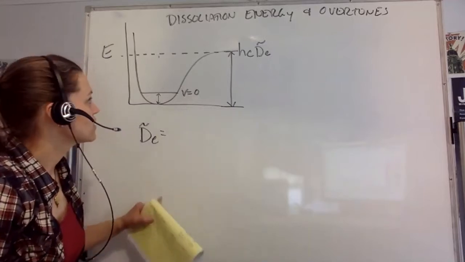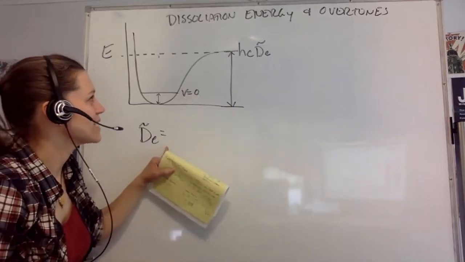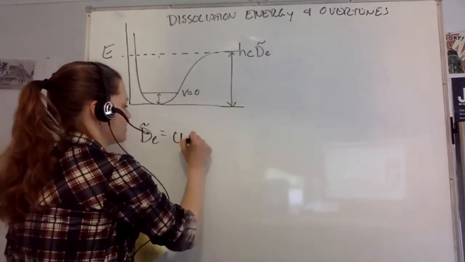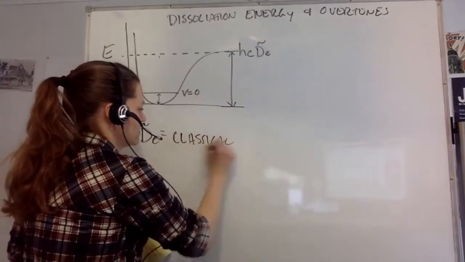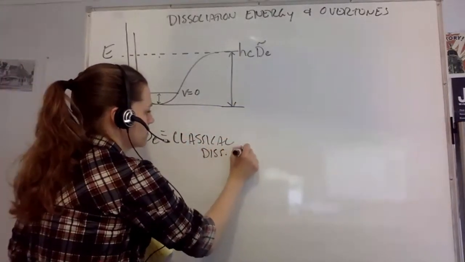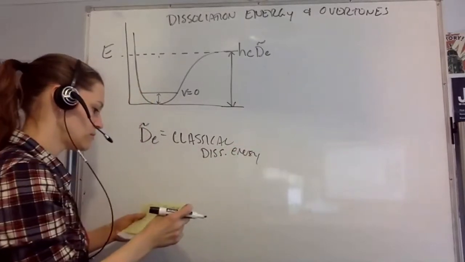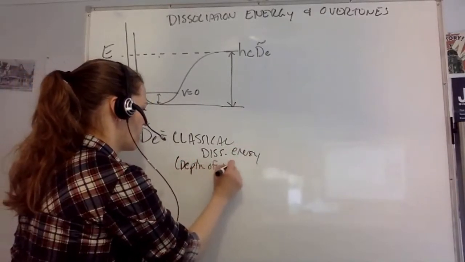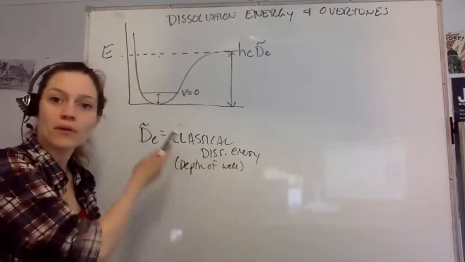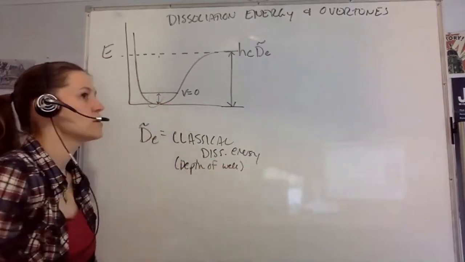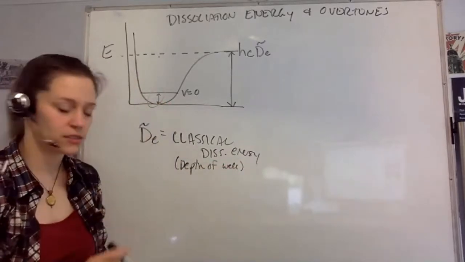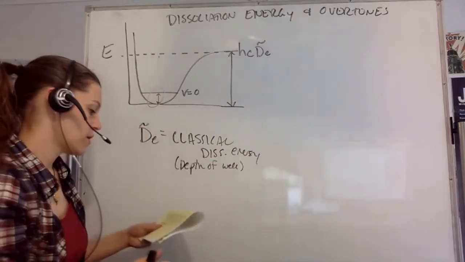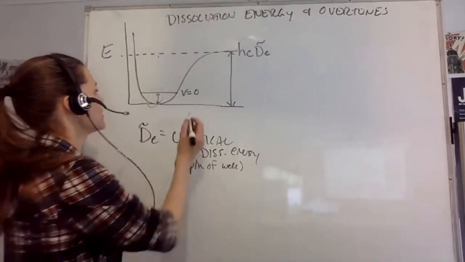Anyway, okay. So this dissociation energy is the classical dissociation energy. Or you can think of it as the depth of the well. And you can learn a lot about your zero point energy by understanding your classical dissociation energy and its relation to the molecule.